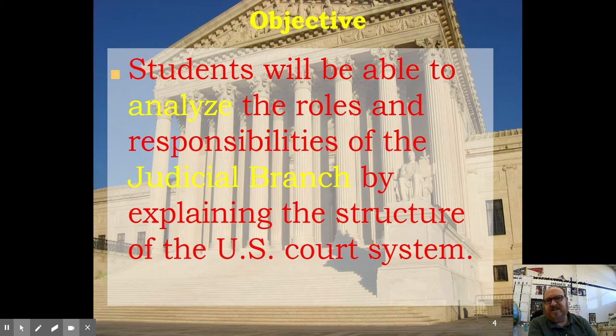Your objective is to be able to analyze the roles and responsibilities of the judicial branch by explaining the structure of the U.S. court system. All right, so lofty goals for us today. Here we go.